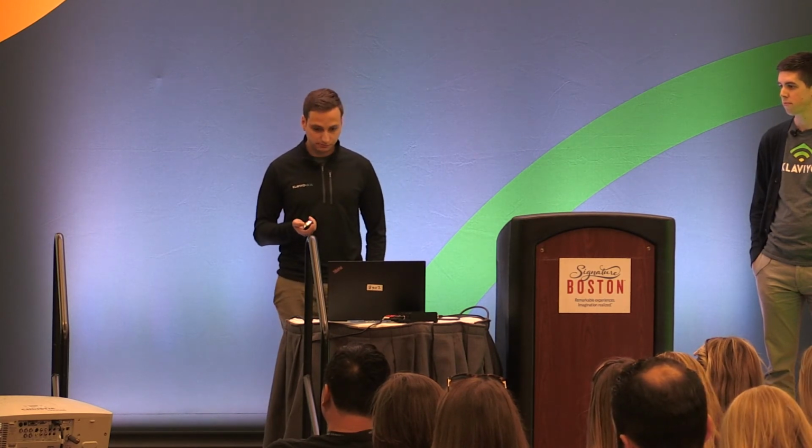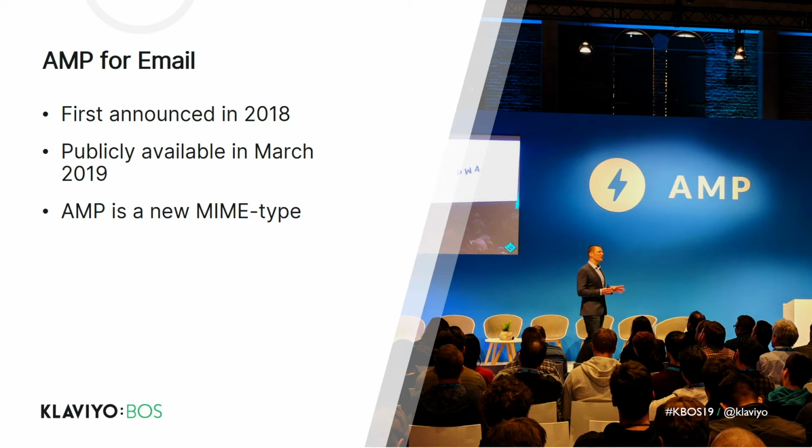So let's get into what AMP for email actually is. Well, AMP for email is just a subset of AMP that works in certain email clients. It was first announced in 2018 and then was publicly announced in March of 2019. So AMP for email is really just a new MIME type that will be supported on certain email clients. So let's get into what MIME types actually are and how they work.